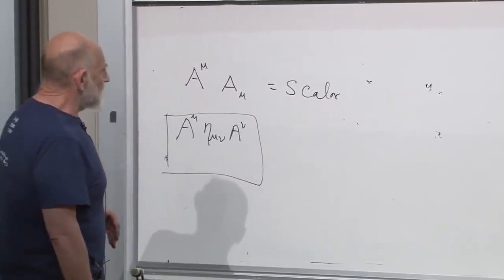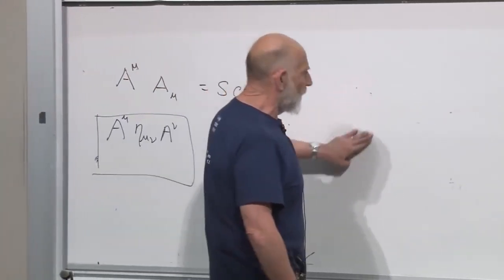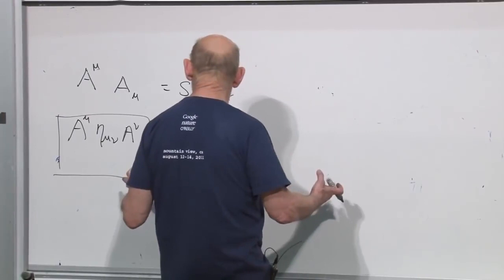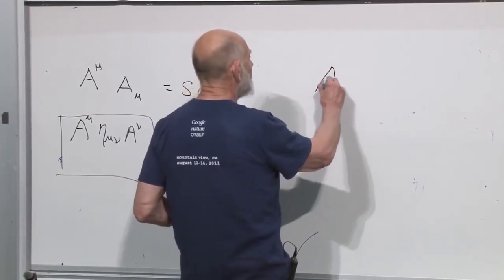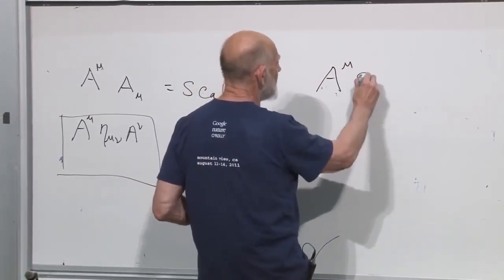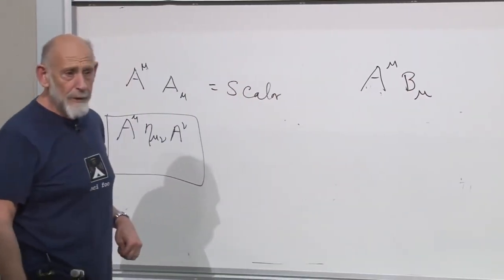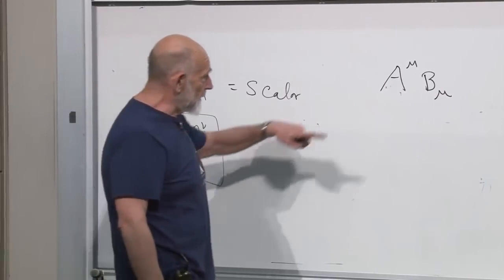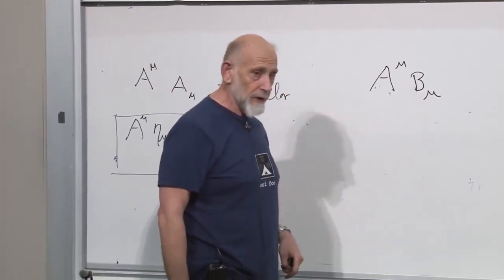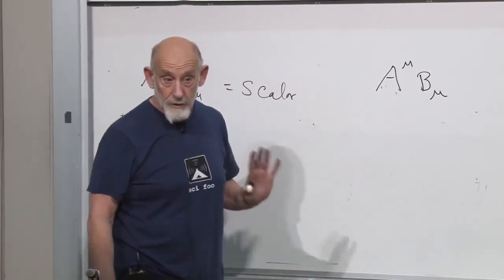Now, let's consider something else. Let's take two 4-vectors A and B. A mu, B mu. That looks like it might be a scalar. It's got no free indices. All the indices are summed over. Question, is it a scalar? Yes, it is a scalar.